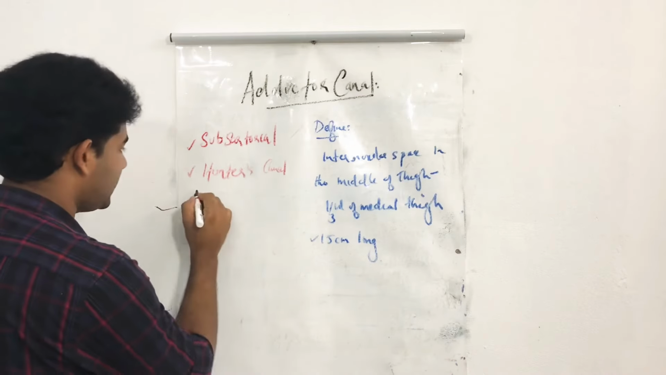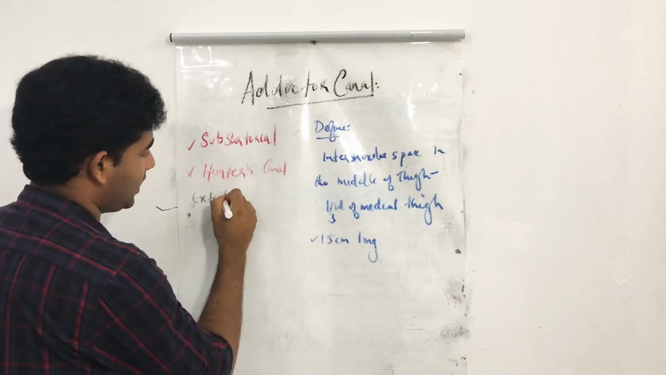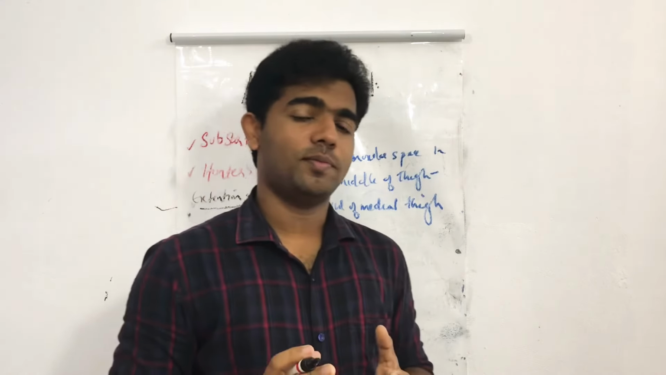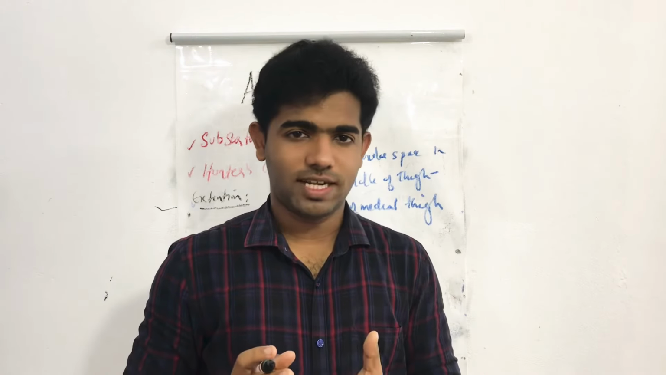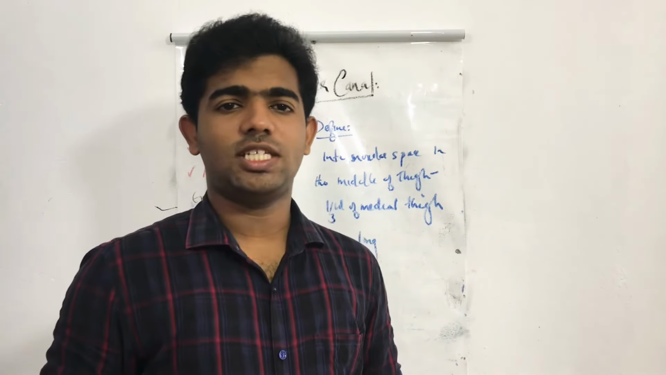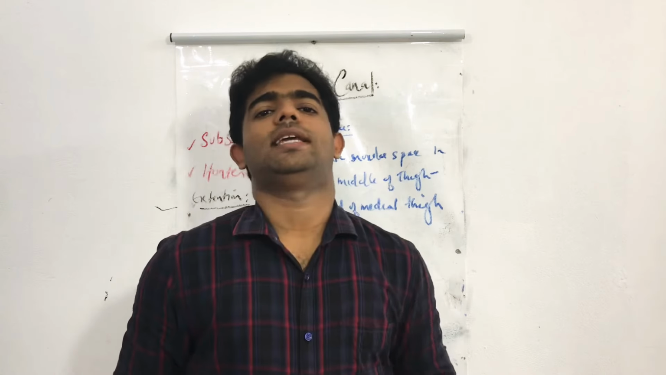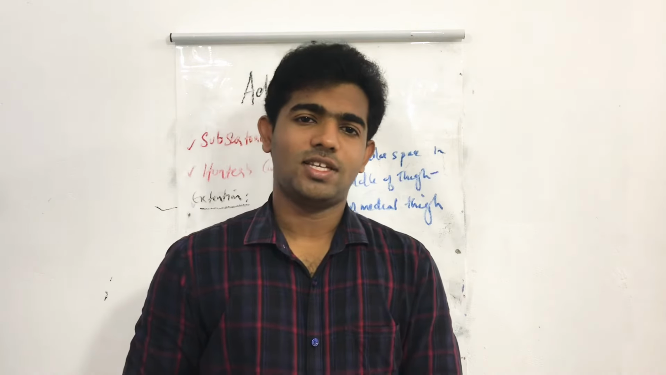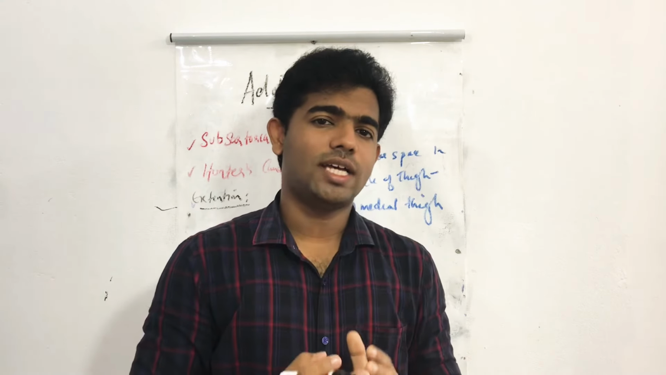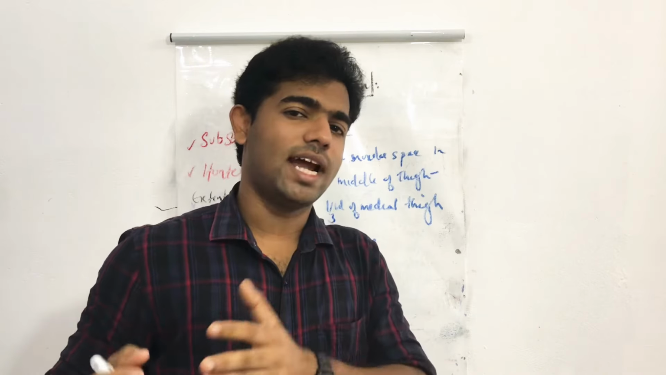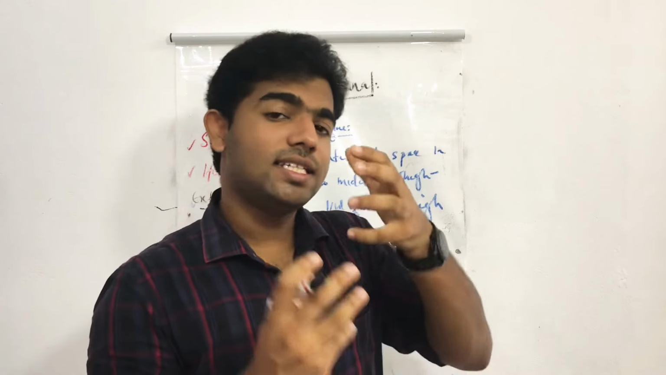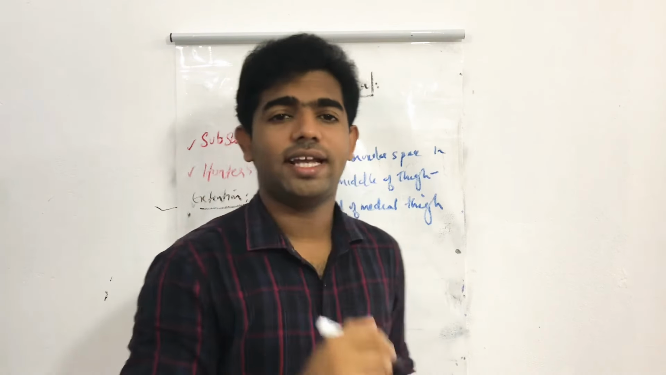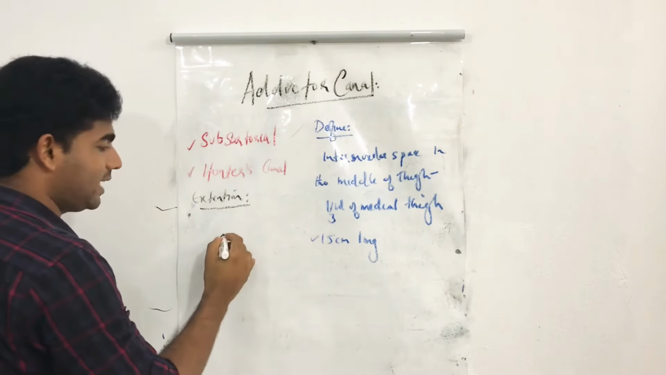Now, let us see the extension of the canal. We had studied there is a triangle in the thigh region, that is the femoral triangle. So this canal extends from the apex of the femoral triangle to the opening in adductor magnus muscle. Immediately below the adductor longus muscle, you have the adductor magnus muscle, and this canal exists from the apex of the femoral triangle to the opening in the adductor magnus muscle.